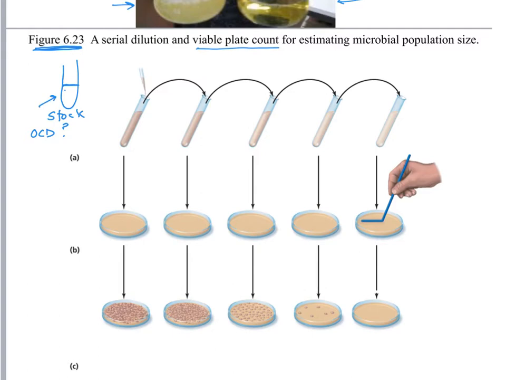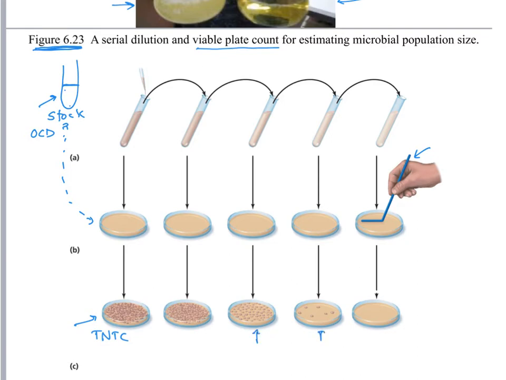Typically if we were to just take out some of that stock culture and put it on some solid media and spread it around, you're going to have way too many colonies growing, too numerous to count. Certainly if you're taking a sample from nature, or growing cells up in the lab, there's almost always way too many there, and we have to dilute it out in order to get a reasonable number to count.